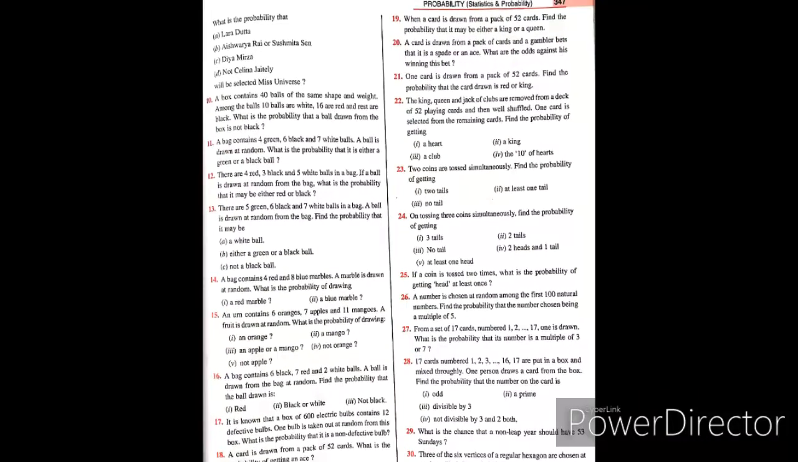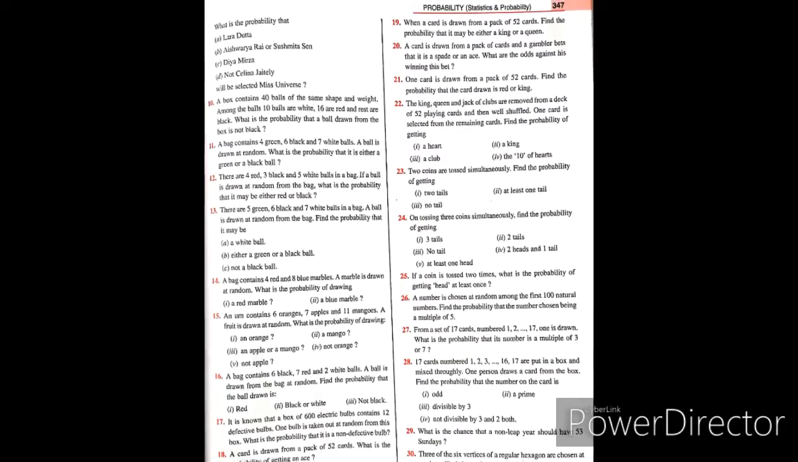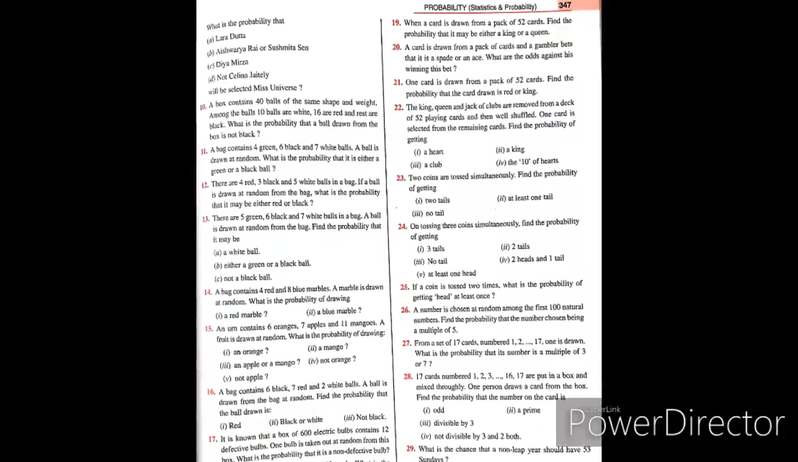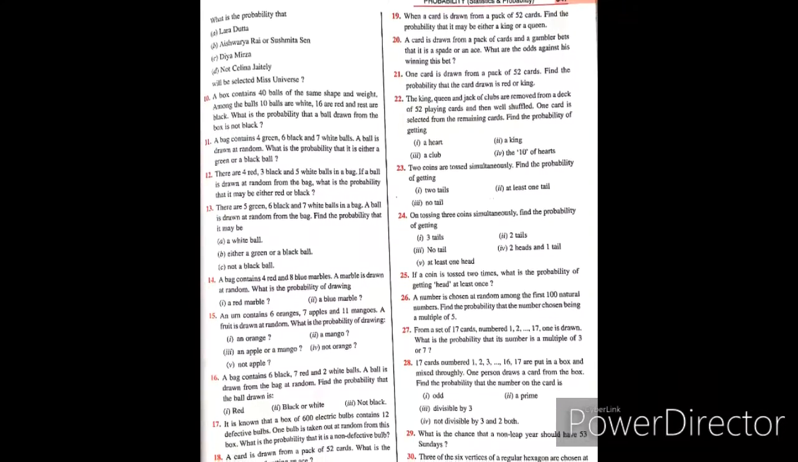Number greater than 3: 4, 5, 6. 3 in number, 3 by 6, that is 1 by 2. Number between 3 and 6, that is 4 and 5, 2 by 6. So 1 by 3 we can get. Two numbers we have in this case.